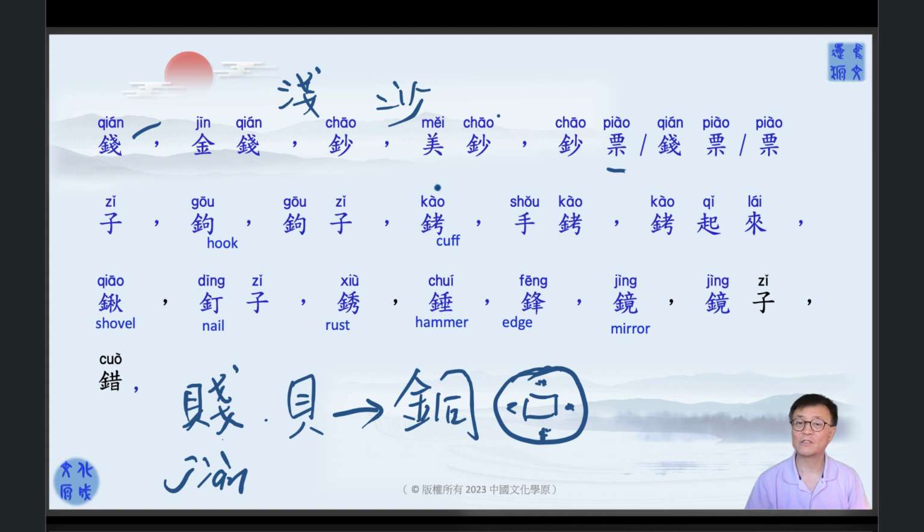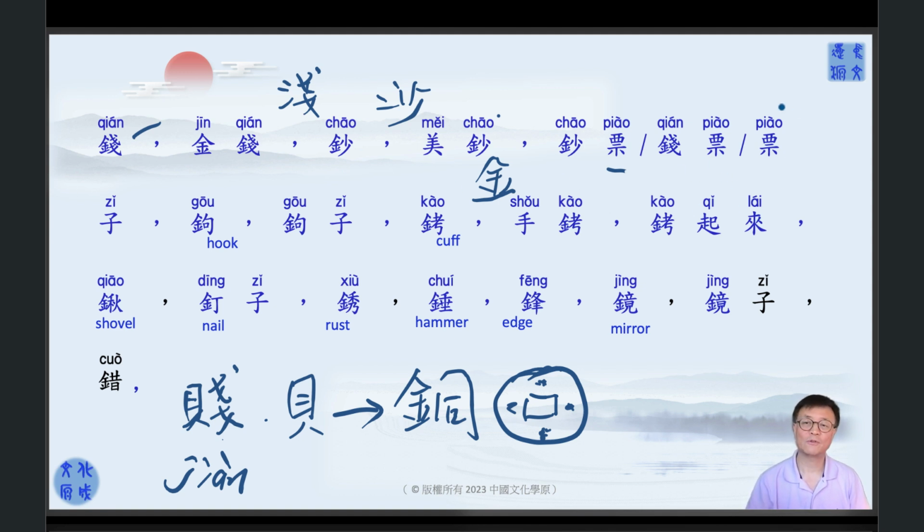美钞 means US dollar. That's 美国的美, right? 钞票, currency. 美钞 or 美金, you can say, that's US dollar too. Very commonly used. Or 钞票. 票 means a piece of paper, could be a ticket, but 钞票 means a ticket that you can buy something with. Or 钱票, same thing. 钱, money.